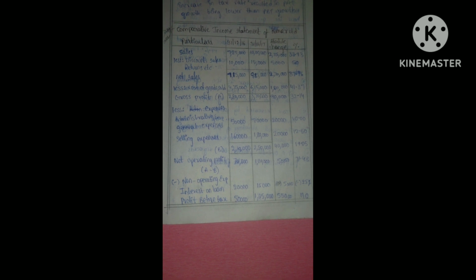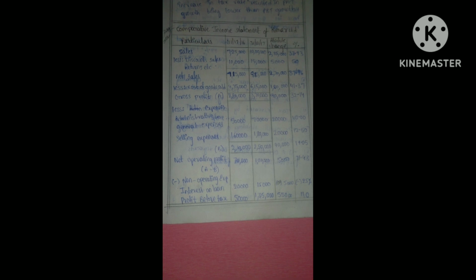Now we need to calculate net operating profit. That is A minus B. So 2,80,000 minus 2,10,000 for 2016 we will get 70,000, and 3,70,000 minus 2,50,000 for 2017 we will get 1,20,000, and absolute change in net operating profit is 50,000 and percentage change is 71.43. Now we need to subtract non-operating expenses. So we have non-operating expenses, interest on loan. For 2016 it is 20,000 and 2017 is 15,000, and we will get absolute change is 5,000 and percentage change is minus 25%.